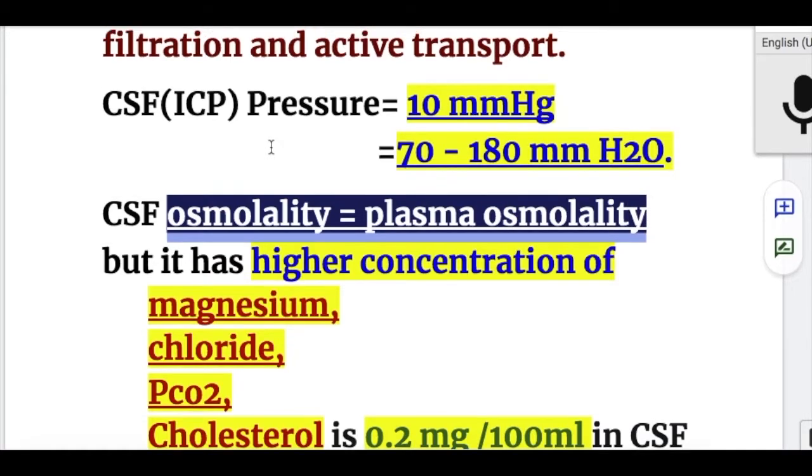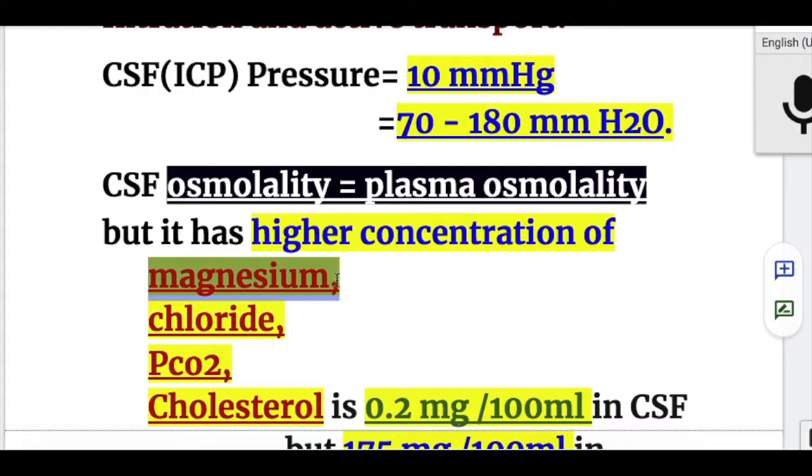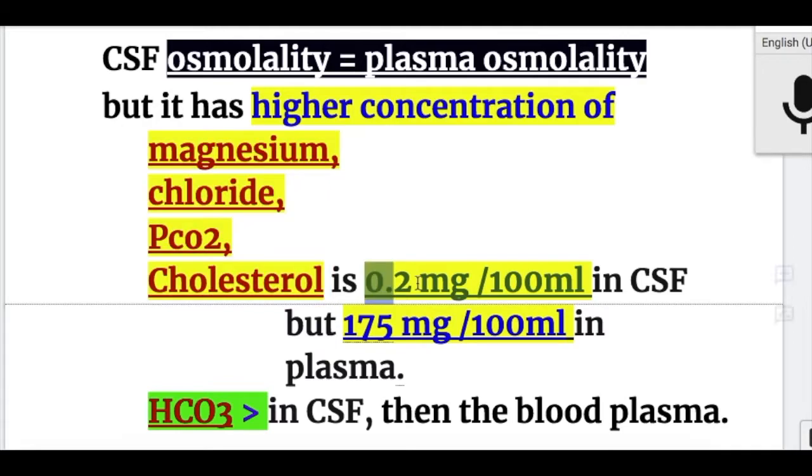So CSF is similar to brain ECF and its osmolality is similar to plasma osmolality, but it has higher concentrations of magnesium, chloride, carbon dioxide, and cholesterol. So it's similar to plasma osmolality but has higher concentrations of magnesium, chloride, and carbon dioxide, while cholesterol is 0.2 milligram per 100 ml in CSF, but 175 milligram per 100 ml in plasma.